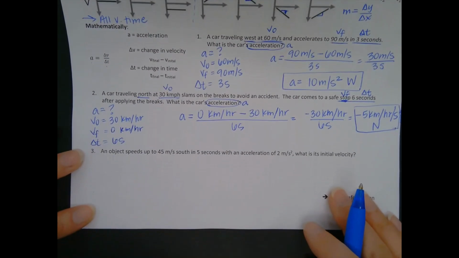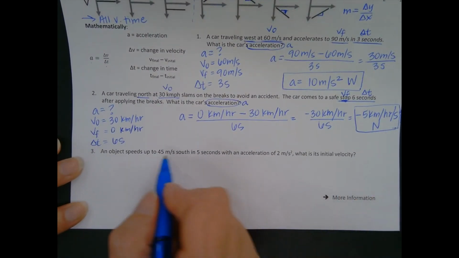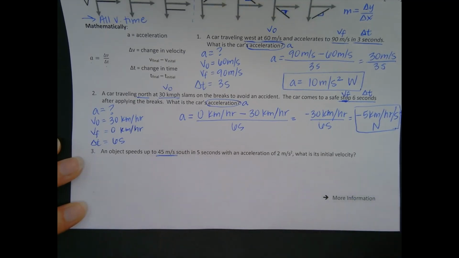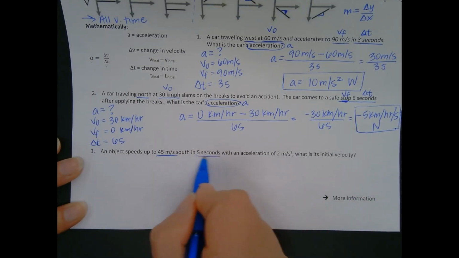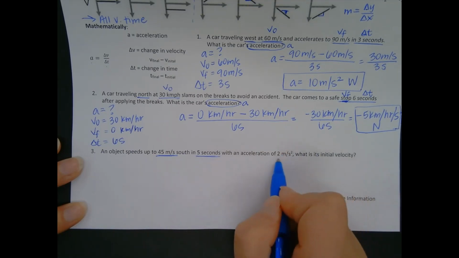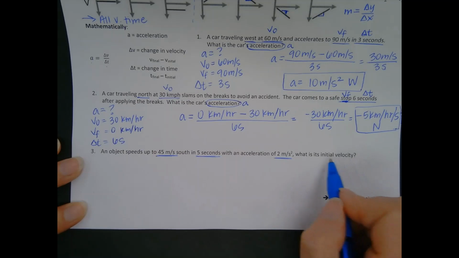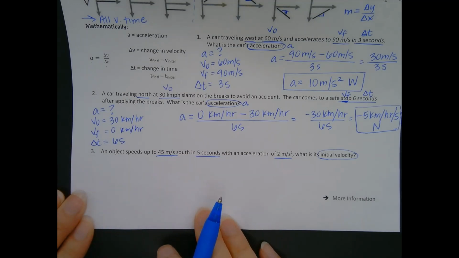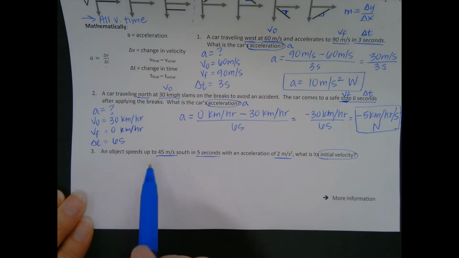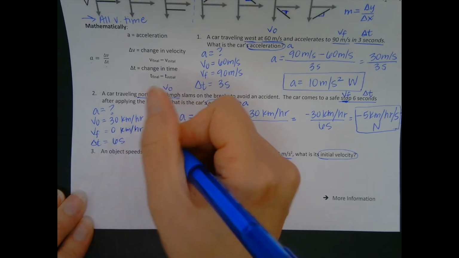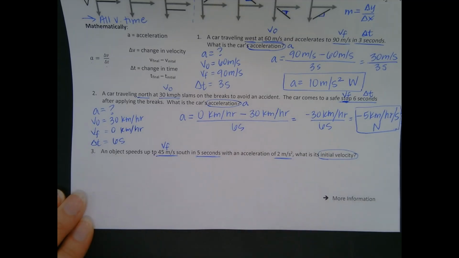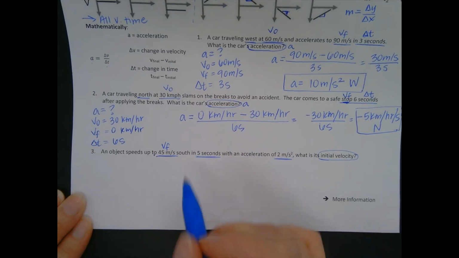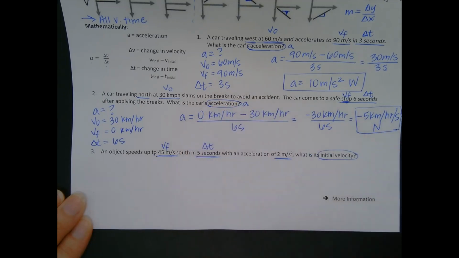Number 3. An object speeds up to 45 meters per second south in 5 seconds with an acceleration of 2 meters per second. What is its initial velocity? So this is a little different than number 1 and number 2. So again, the hardest thing is just identifying what you've got. So an object speeds up to 45 meters per second. So that tells me that this is my final velocity based on how it's written. In 5 seconds, so this is my delta t, with an acceleration of 2 meters per second.